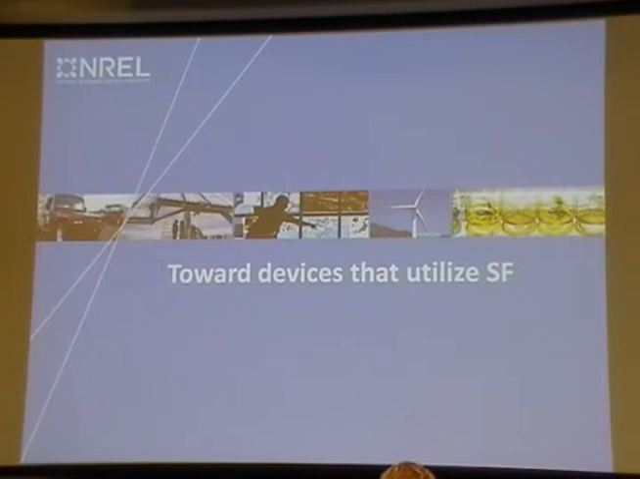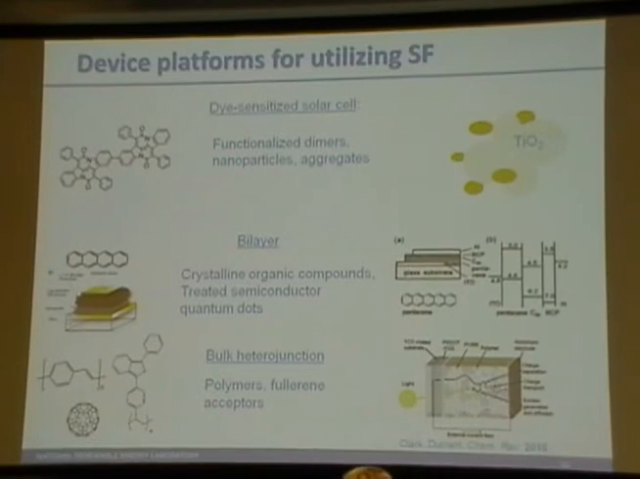So this is the last part of my talk, and it's not completely finished, but we'll go through it anyway. There are several different ways that you could imagine making devices that utilize singlet fission. I mentioned one earlier, and Bruce asked a question about making just a Gratzel or dye-sensitized solar cell.